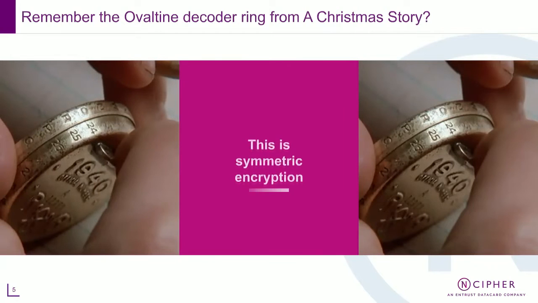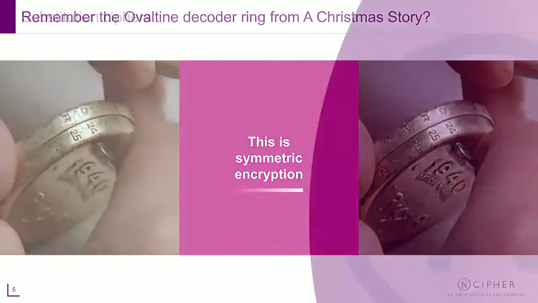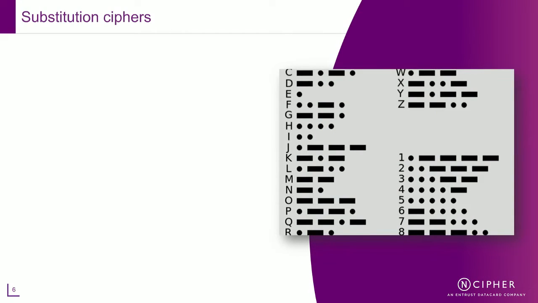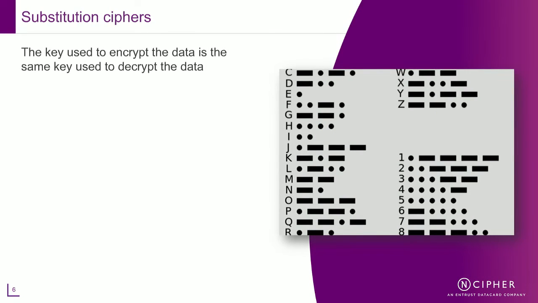All of us have seen A Christmas Story, and we probably all remember the Ovaltine decoder ring, where Ralphie was told to turn the decoder ring to a particular number, and then they read off a bunch of numbers on the radio, and the message was, drink more Ovaltine, much to his chagrin. This is symmetric encryption, used back in the 1940s. What's interesting is the key used to encrypt the data is the same key used to decrypt the data. That's the same thing with symmetric encryption.